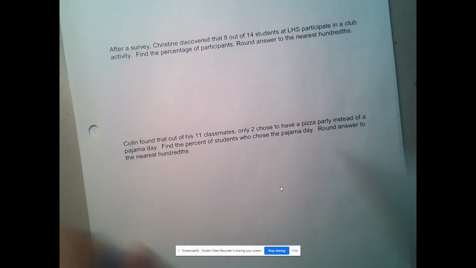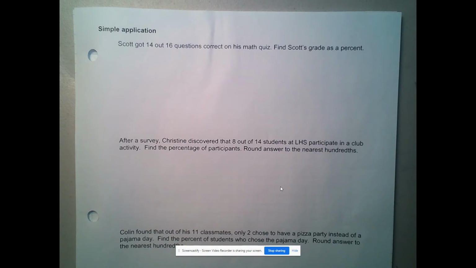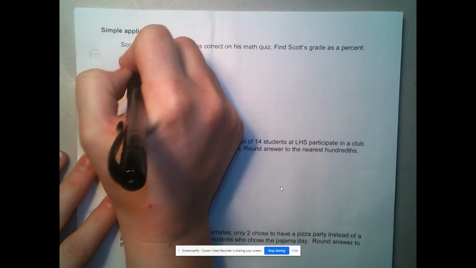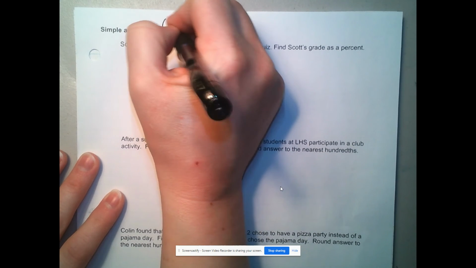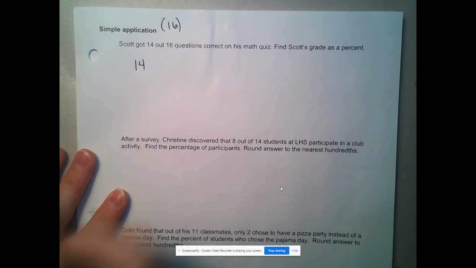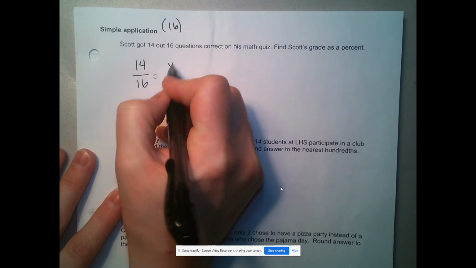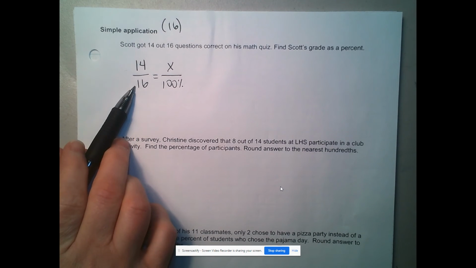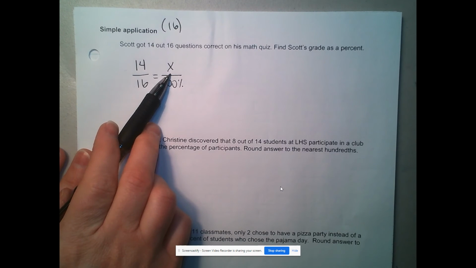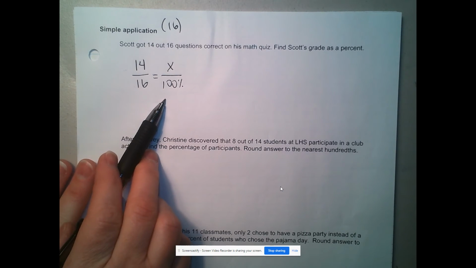All right. On the back, we've got some simple application problems. So how do we take it out of a word problem and into math? Scott got 14 out of 16 questions correct on his math quiz. Find Scott's grade as a percent. So when you guys get your quizzes and tests back, you might see a number at the top of the page, like a 14 with a circle around it. And somewhere else up at the top, you might see that it was out of 16 points. So you'd say 14 out of 16, what percent is that out of 100%? 14 is the part you got right out of the whole 16 points that were available. X is going to be the percentage you got right out of the 100% that's available.